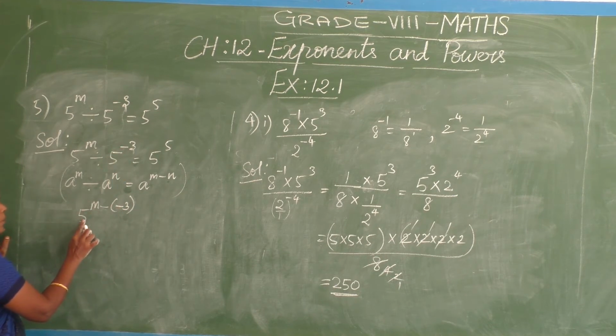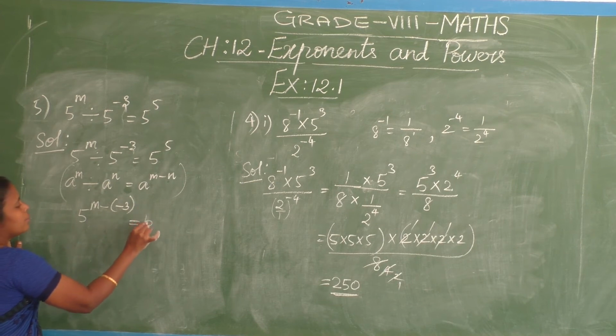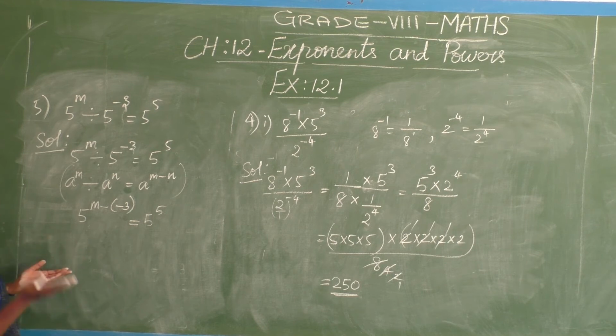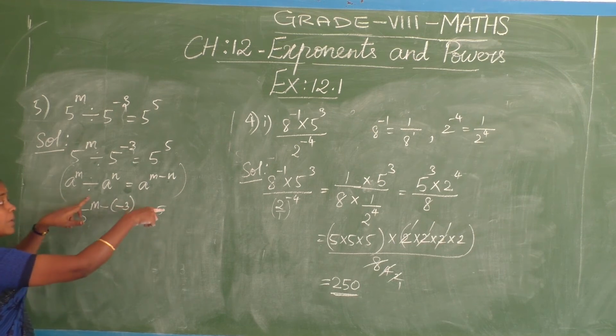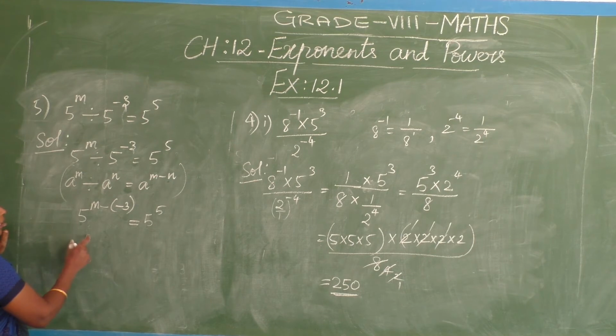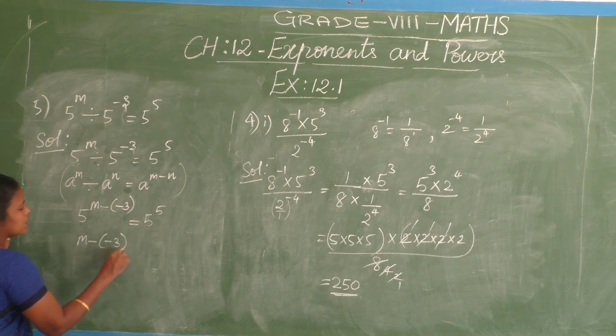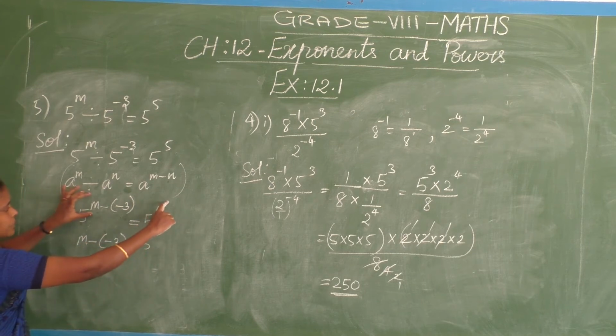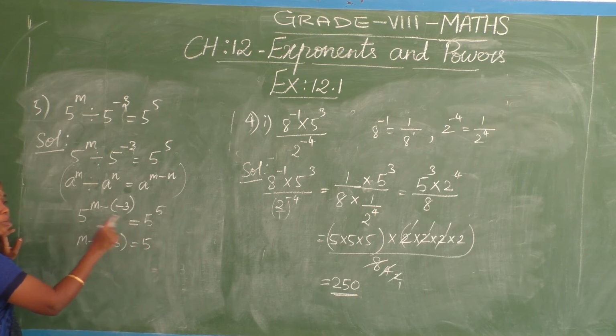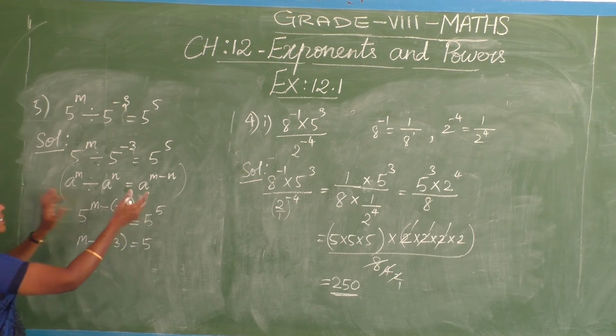Clear? So 5 power m minus of minus 3 is equal to, what is at right hand side? 5 power 5. See, both are equal. Here 5, here 5. Both are equal. So, if the bases are same, the powers also are same. So I am taking their powers only now: m minus of minus 3 is equal to 5. Their powers are taken separately because both are equal. Clear? Bases are same, so their powers are also same.